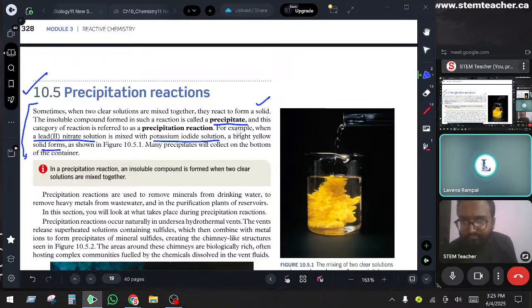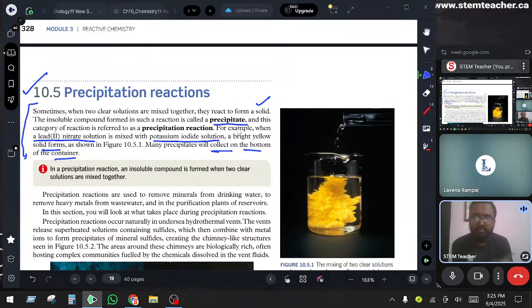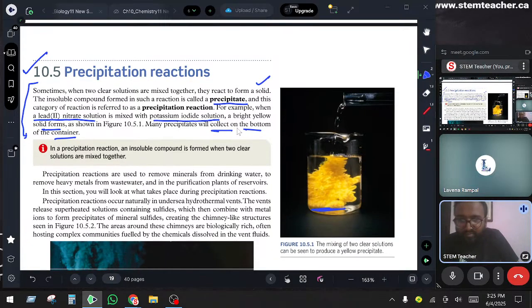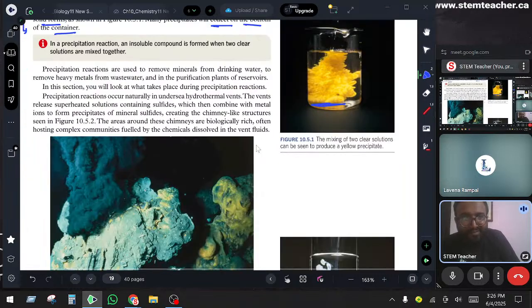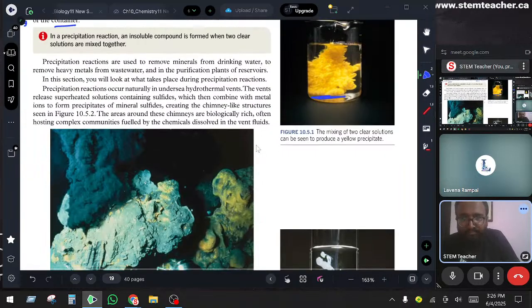Many precipitates settle on the bottom of the container. Mostly the precipitate will be heavier than the liquid, so automatically it will remain on the bottom side. We are adding two liquids only, but we are getting one solid. All these reactions are called precipitation reactions. Precipitate means something that will form in a solid form.